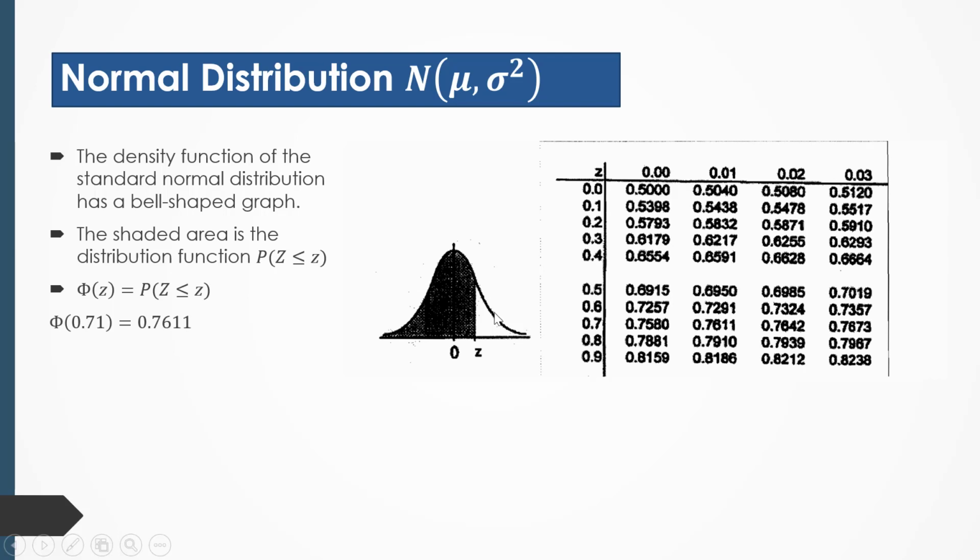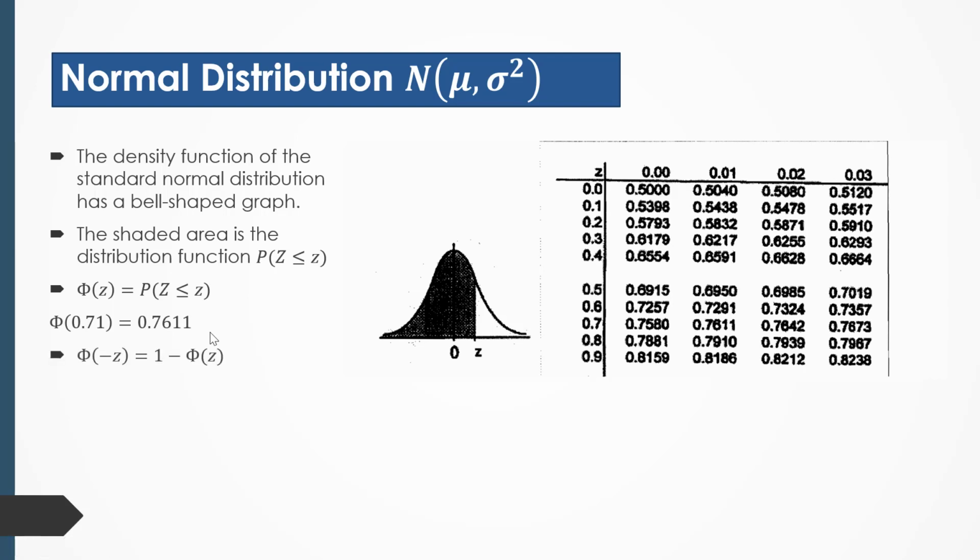So if you want to find the area to the right of this z, remember the complement rule. We take the whole area, which is 1, and subtract the area of the shaded area. So that becomes 1 minus 0.7611.